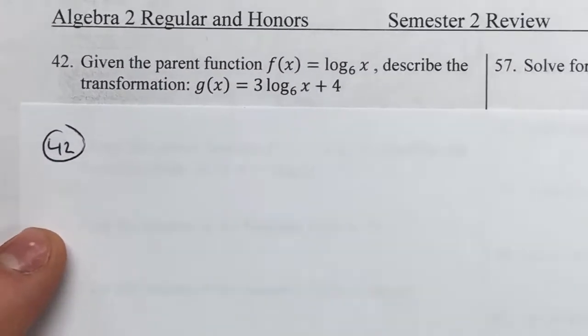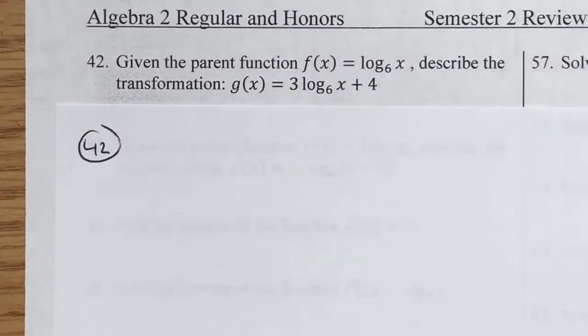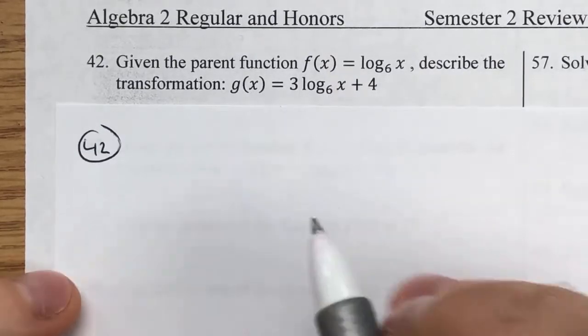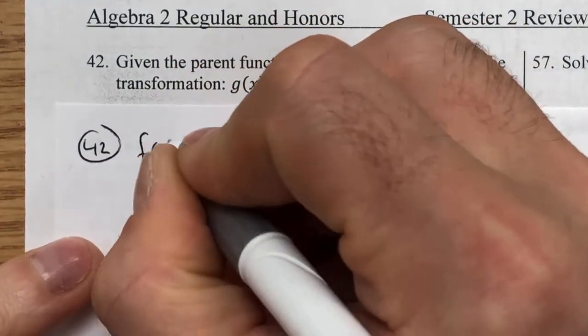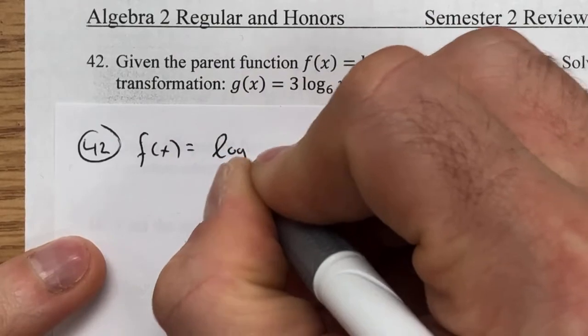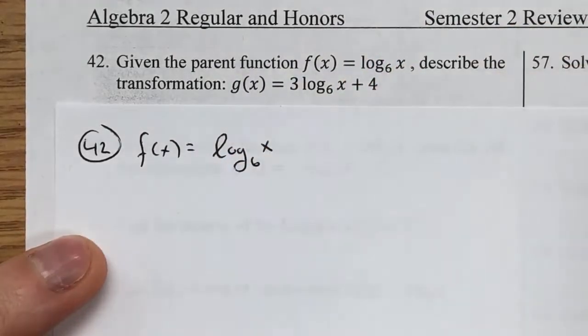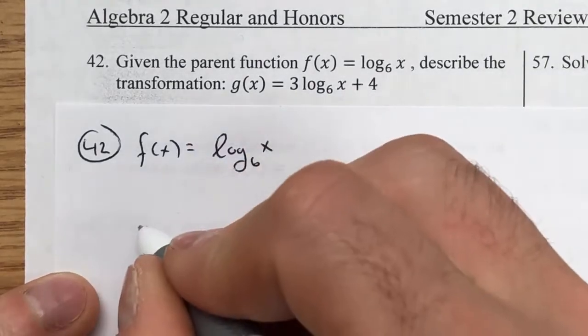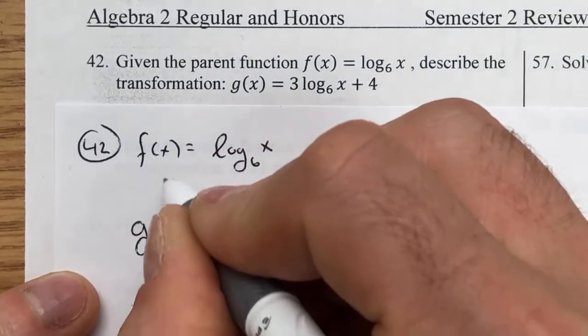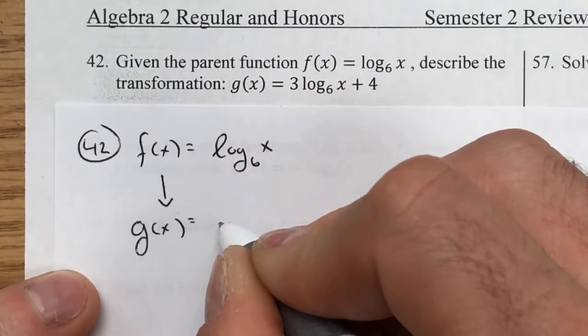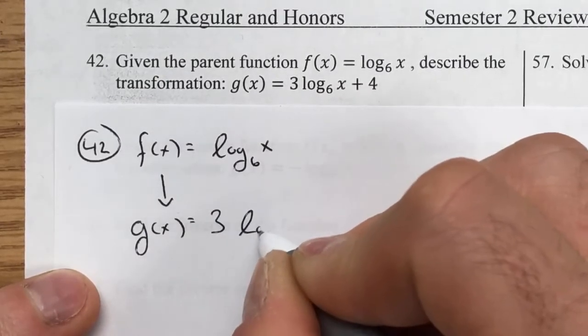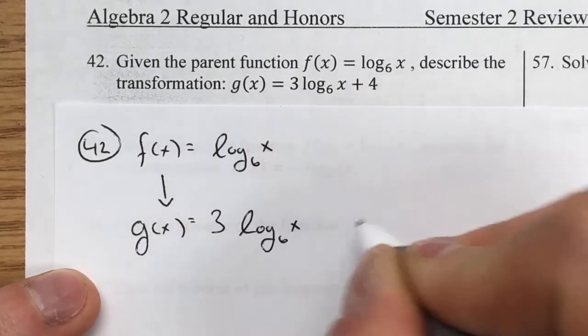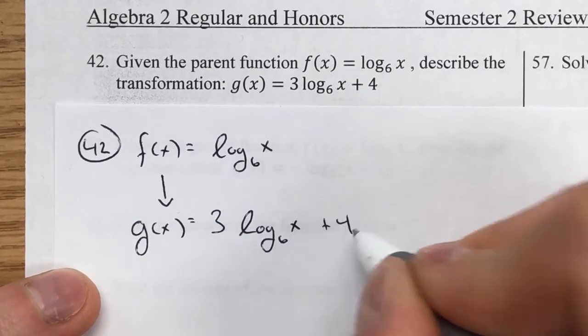Okay, so what we're looking at in question 42 is transformations and how to describe them. We see that we have the function f of x, so f of x is equal to the log base 6 of x, and we want to describe how it got from this function to this function. So what's going on from here to here? And we have 3 log base 6 of x plus 4.